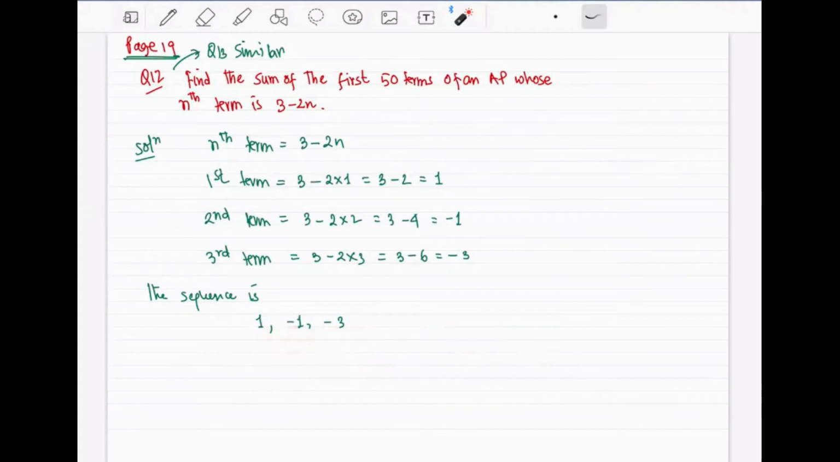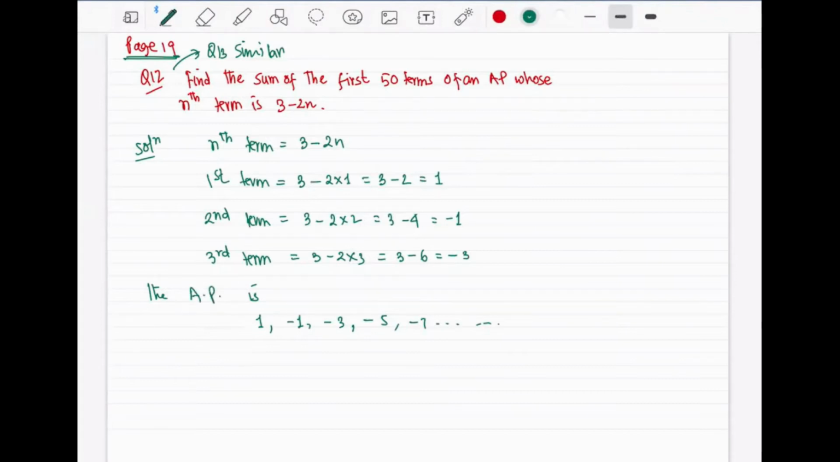You can find the fourth term by putting n as 4: 2 into 4 is 8, 3 minus 8, and you will obtain minus 5. We can continue further, minus 7 and so on. Look, there is a difference of minus 2 between consecutive terms. That means there is a common difference. If there is a common difference, then the sequence is an AP, right? So I can replace the word sequence with arithmetic progression.